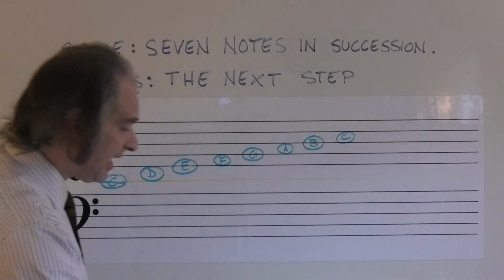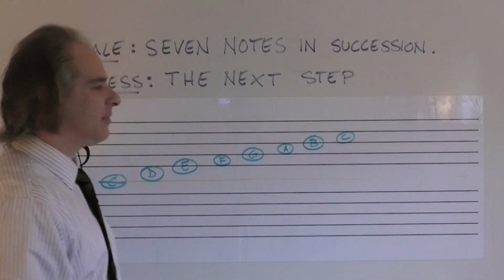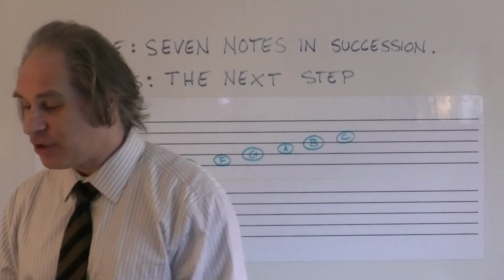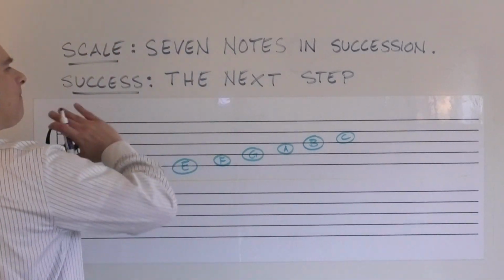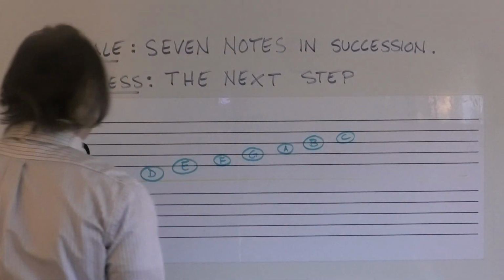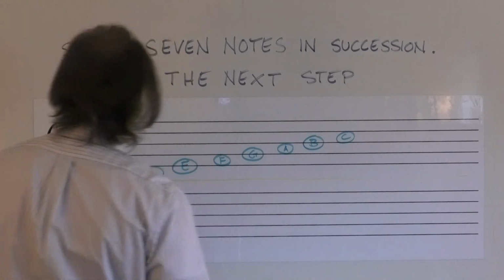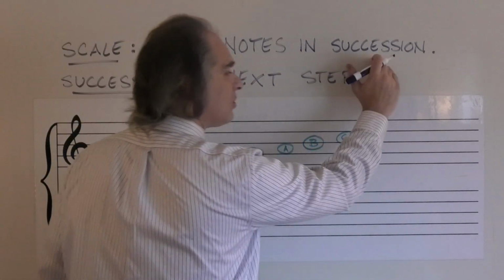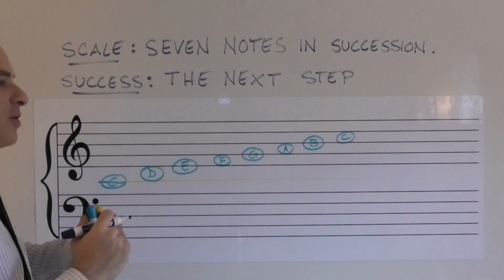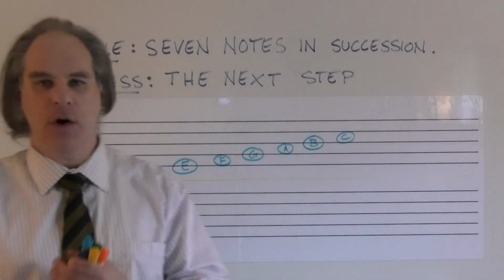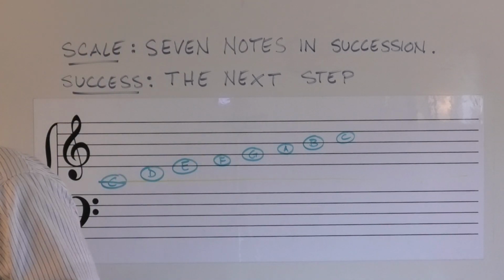And if you keep taking the next step, you'll reach your goal, unless you're stepping in the wrong direction, and then you'll completely fail. So, step in the right direction. C, D, E, F, G, A, B, C. So a scale is 7 notes in succession, which means the next step, one note after the next, from C to C.